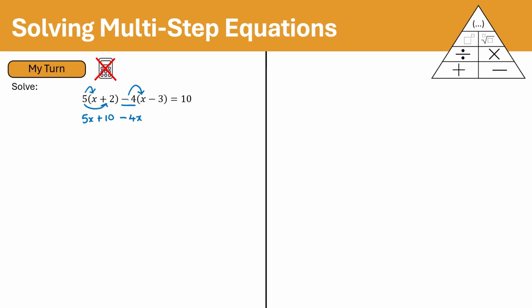And here's the bit where everyone forgets to do it. They often do 4 multiplied by negative 3, but we want to treat this as a negative 4. So I'll do negative 4 multiplied by negative 3 to give me a positive 12. So just be careful with that. That's where people often slip up. And that's equal to 10.